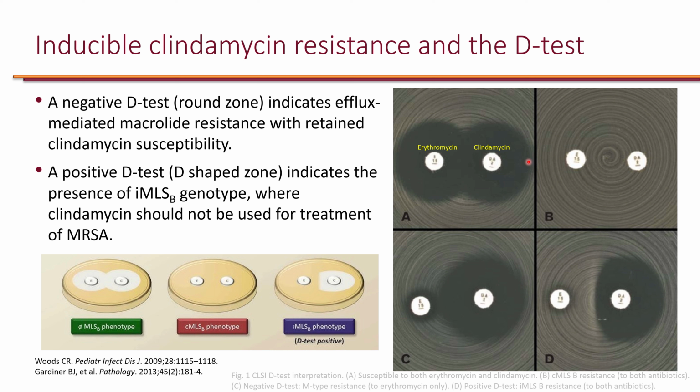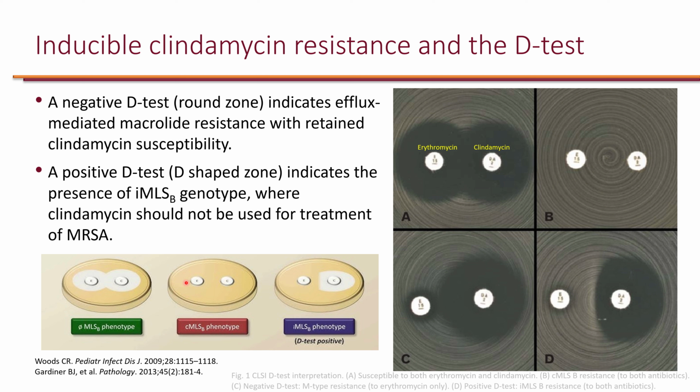The D-test is essentially this: you have a plate, and here's a cartoon over here. You have your agar plate where your Staphylococcus aureus is growing, and you drop two discs. One disc has erythromycin, the other one has clindamycin, and once you drop the disc, the antibiotics will diffuse in a radius around the disc. If it's killing Staphylococcus aureus, nothing will grow around the disc, so you have a zone of inhibition. Here's erythromycin and here's clindamycin, and that essentially means it's susceptible to both agents.